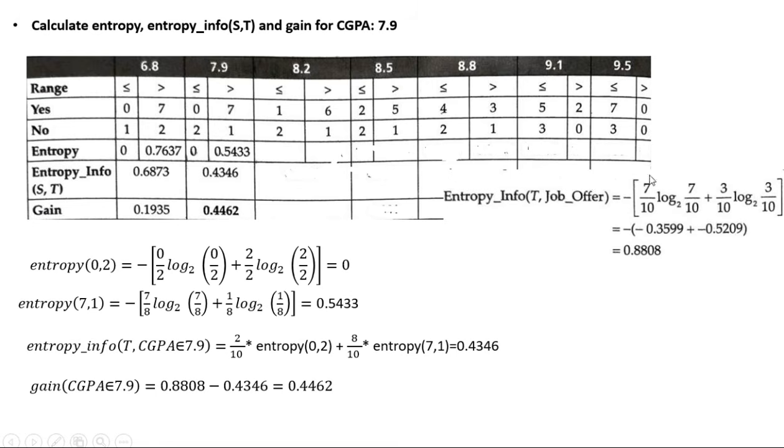Find the gain. Gain is nothing but what was the total entropy? 0.8808, which we did in the first step, minus this 0.4346. I am getting 0.4462. Put it here. Please be careful in the calculations. Always you will have an urge to forget the base 2. Please don't forget. First find 2 by log of 2 by 2, then divide by log 2.